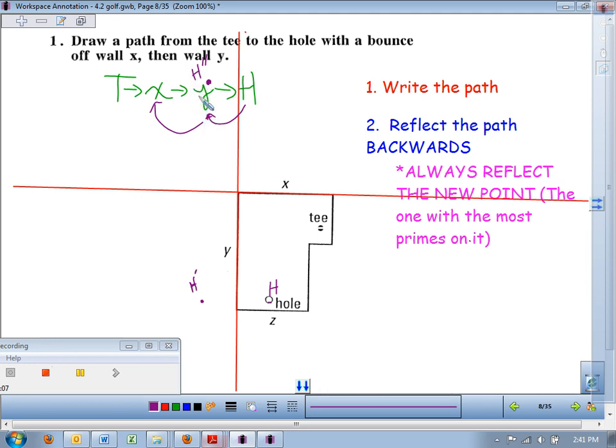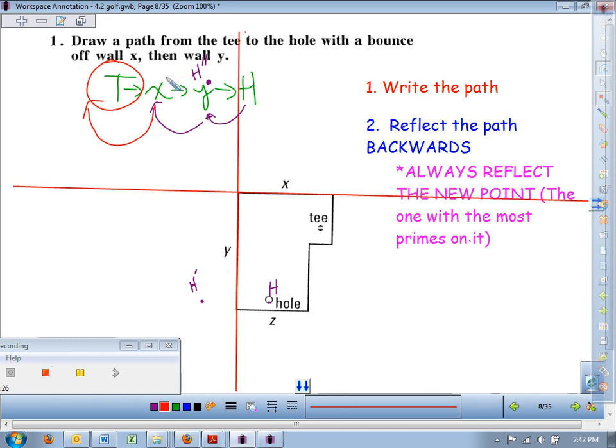Okay, now that I've reflected that, I continue to go to my path and work backwards, and I am at X, and now I get back to T. I get back to a point. Right? I'm done with lines. There's no more lines. That means I'm done reflecting. So reflecting is done and over with.